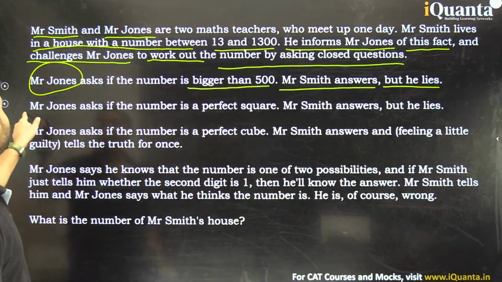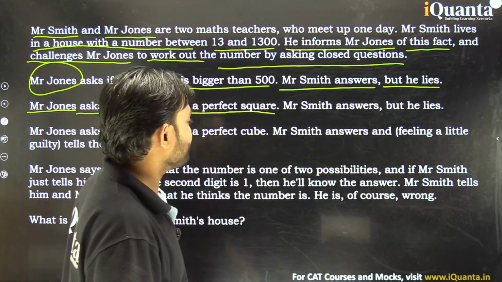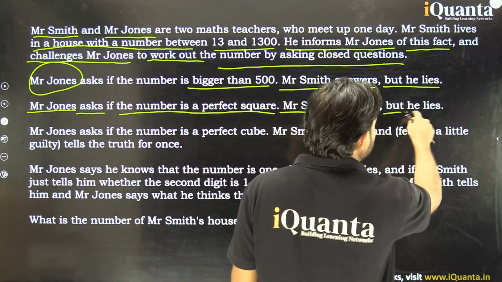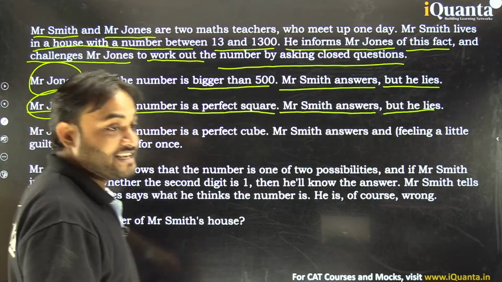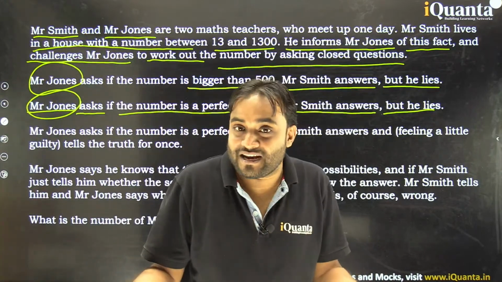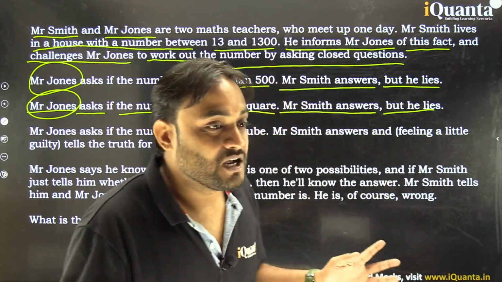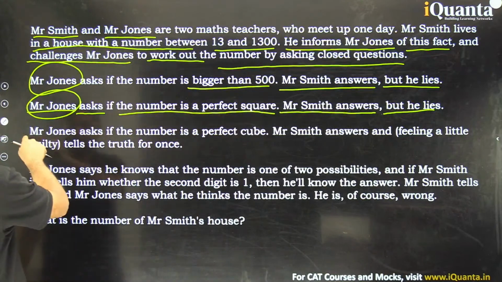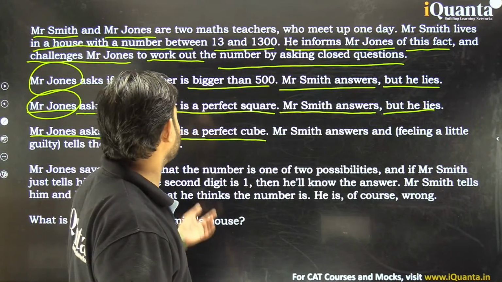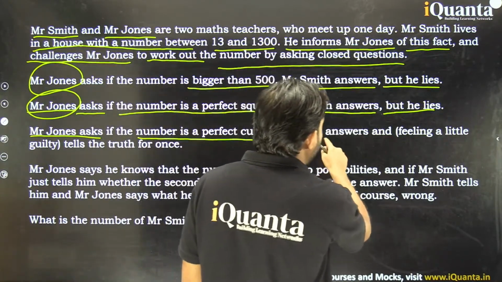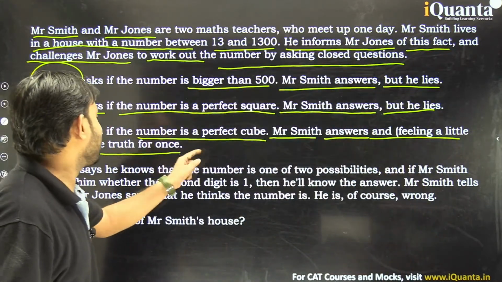Now what's next? Mr. Jones asks if the number is a perfect square. Mr. Smith answers, but he lies again. So basically Mr. Jones is going on a wrong path, taking wrong information. Mr. Jones asks if the number is a perfect cube. If the number is a perfect cube, Mr. Smith answers and feels guilty, tells the truth for once.